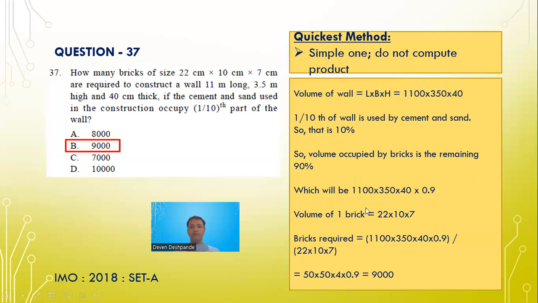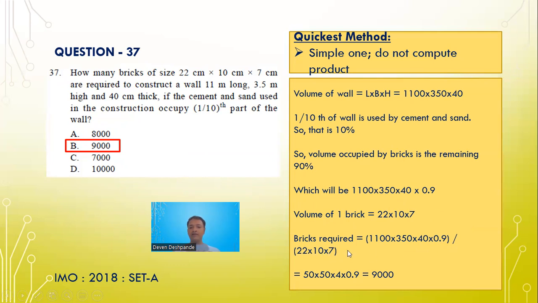What is the volume of one brick? Volume of one brick is 22 into 10 into 7. So how many bricks required? The total volume occupied by bricks divided by the volume of one brick. So total volume occupied by the bricks is 1100 into 350 into 40 into 0.9. Volume of one brick is 22 into 10 into 7.